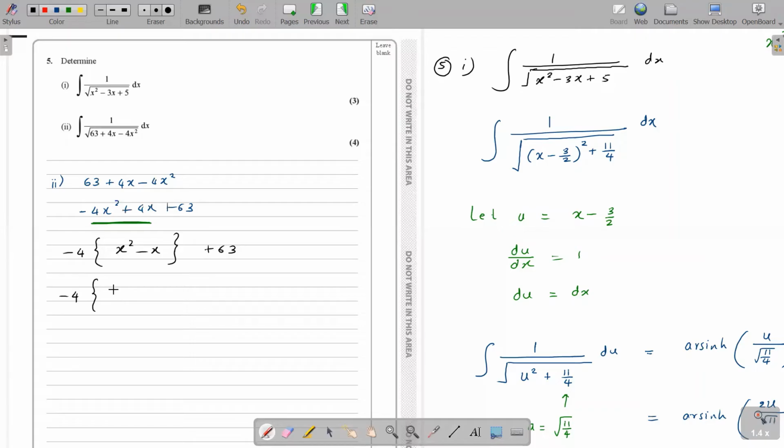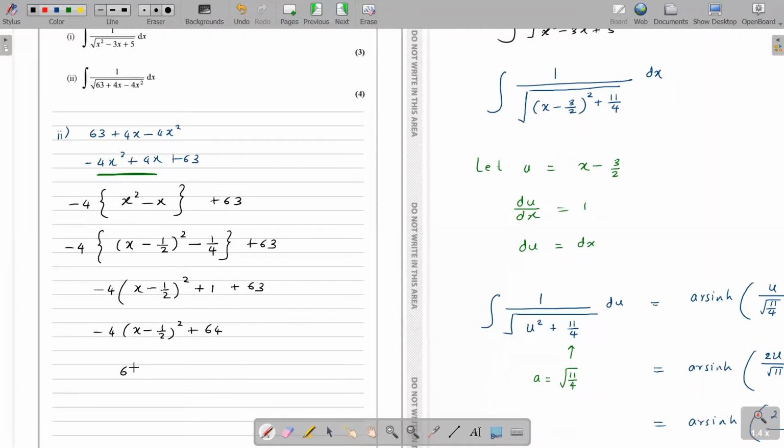What happens here? X square minus x. So you have to put half the value, right? X minus half square minus square of half, which is 1 over 4, and plus 63. Now open the bracket with minus 4. What do we get? Minus 4 times x minus half square, minus 4 into 1 over 4 is plus 1, and then plus 63. So we get minus 4 times x minus half square plus 64. Do you agree? Okay, and then we'll rearrange because this is 64 minus 4 times x minus half square.